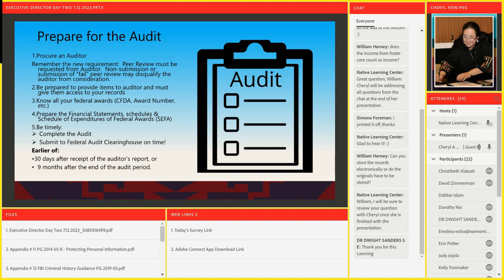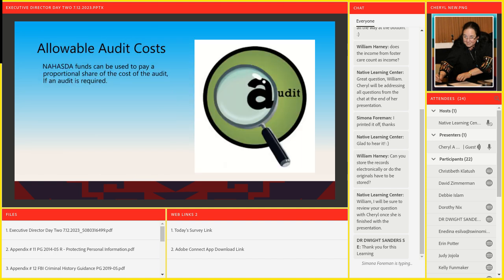Remember that new requirement, peer review must be requested from your auditor. Non-submission or submission of a failed peer review may disqualify that auditor from consideration. Complete the audit and submit your audit to the Federal Audit Clearinghouse, not HUD. You have to make sure it's there by the earlier of these two, and I've seen findings for that too: 30 days after the receipt of your audit report or 9 months after the end of your audit period, whichever happens first, is your deadline.